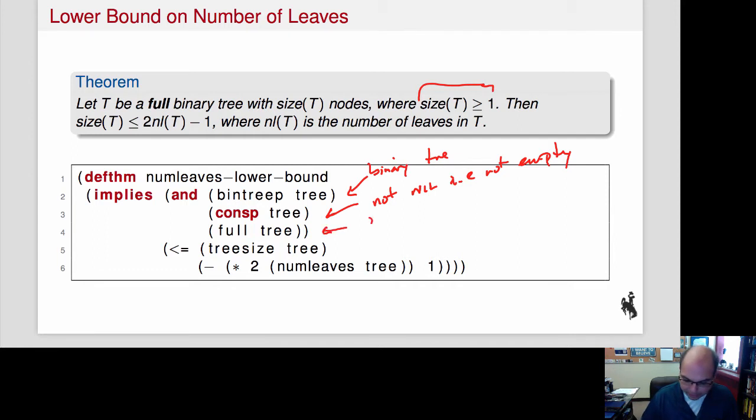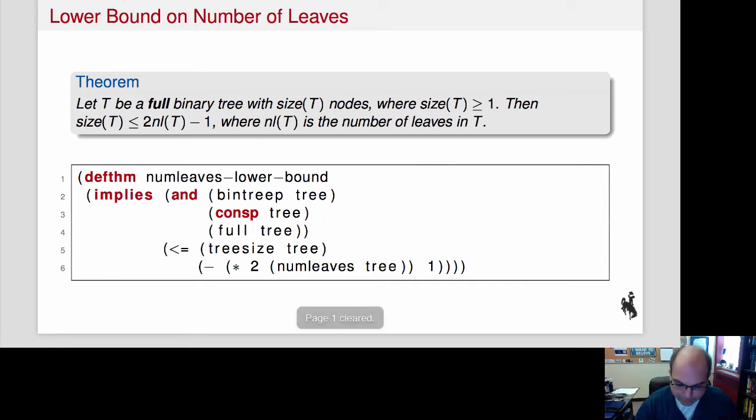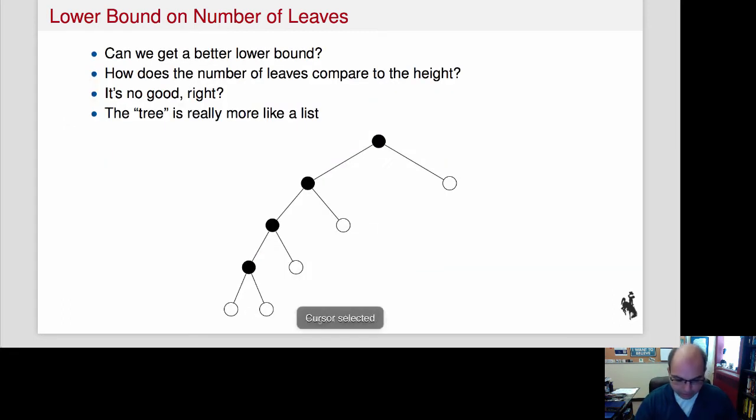And it's full. So in that case we know that the size of the tree, which is the number of nodes, is less than or equal to twice the number of leaves minus 1. And it solves it exactly how we did it. It'll use structural induction on trees, and it'll come up with yes, that's true. So we've done that.